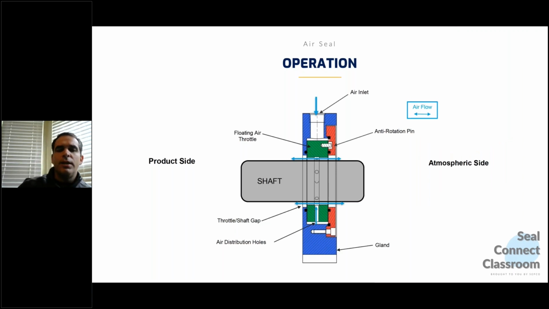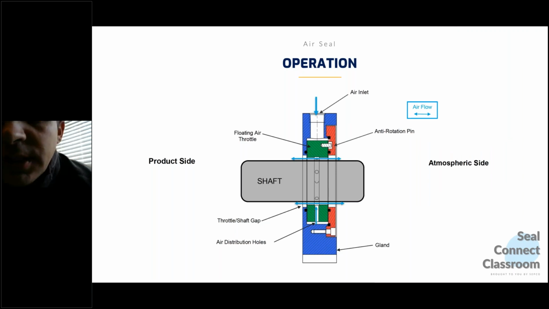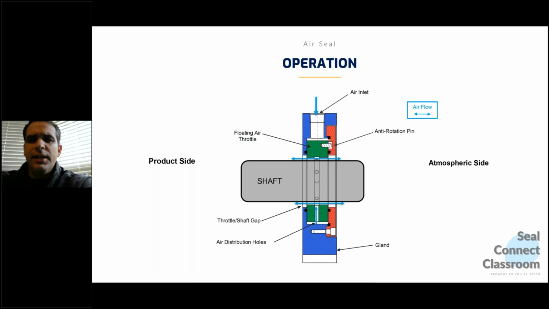Okay, and today we're going to discuss how it actually works. It's very simple. You can see this cross-sectional design of the air seal. At the air inlet, at the very top of the image, air is received by the seal. Then it's delivered to that floating air throttle in the center and harnessed, and it builds a back pressure.